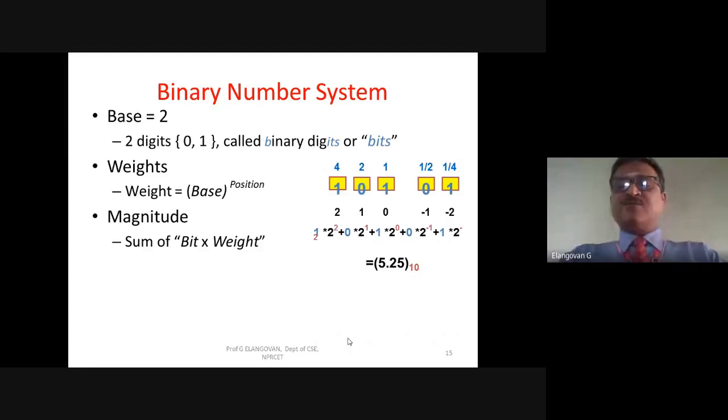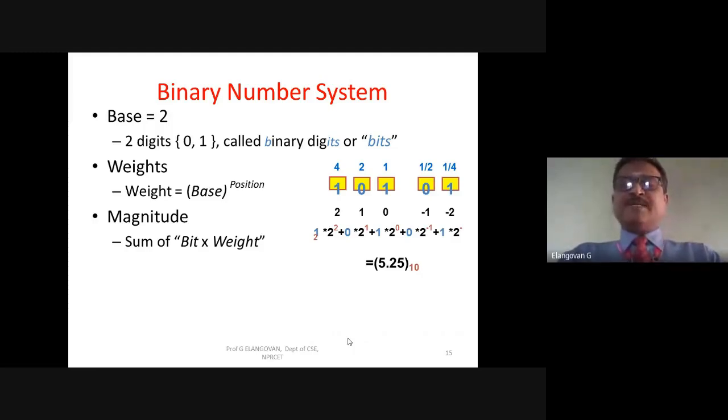So the one value is multiplied by 1, the zero value is multiplied by 2, and the leftmost one is to be multiplied with 4. And similarly, on the right hand side of the decimal point, the 0 should be multiplied by 2 power minus 1, and the 1 should be multiplied by 2 power minus 2.